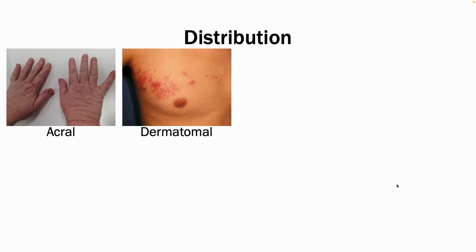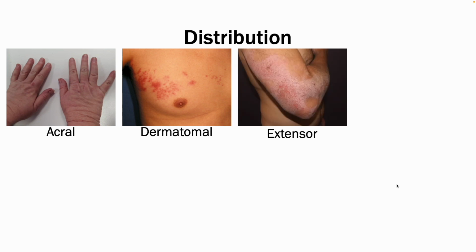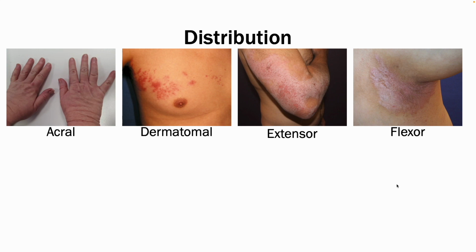Next, let's talk about distribution. So acral means distal parts of the body are affected, so like your hands and feet. Dermatomal means it follows the distribution of the nerve root. That is the very typical presentation of things like shingles, as you can see on this individual here. Extensor and flexor are sort of self-explanatory, so very typical with things such as eczema and psoriasis. Very important to keep in mind when describing.